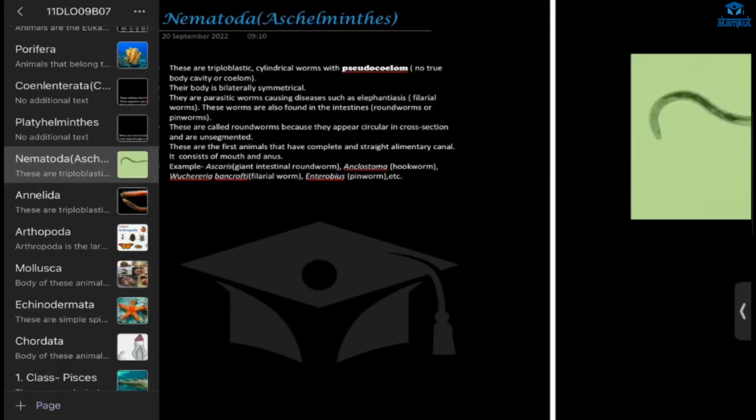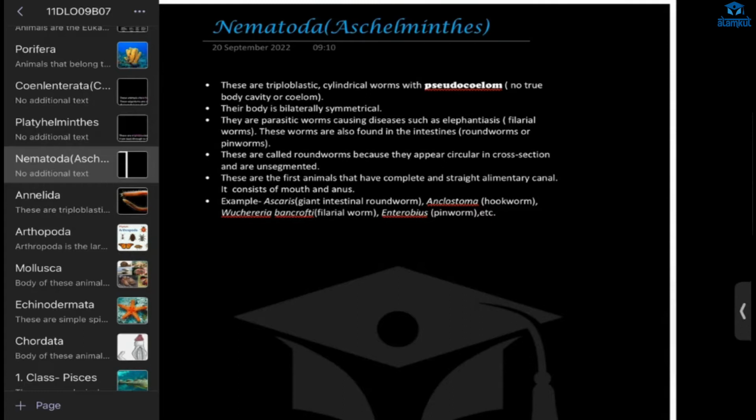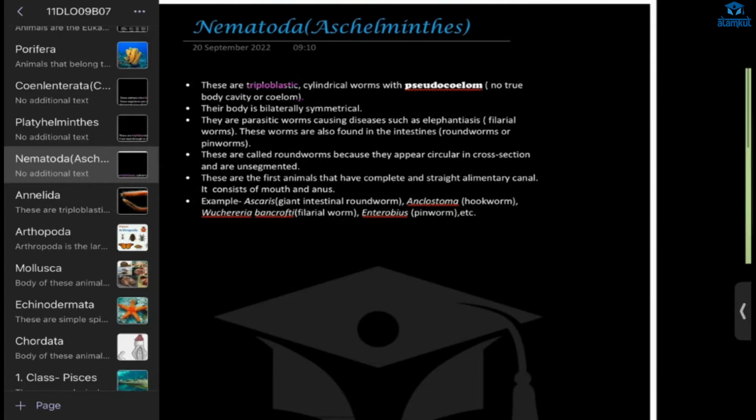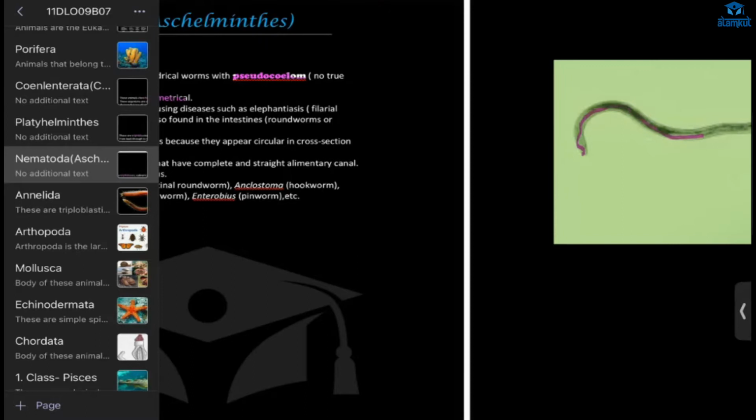Okay, we'll start now. First, this one, it's Nematoda, or you can say Aschelminthes. These organisms are triploblastic. That means they have three germ layers, that is ectoderm, mesoderm, and endoderm. And they are cylindrical worms, like this, and they have a pseudocoelom, false, no true cavity. And their body is bilaterally symmetrical, right? If you cut it in the bilateral direction, it will be in equal halves.